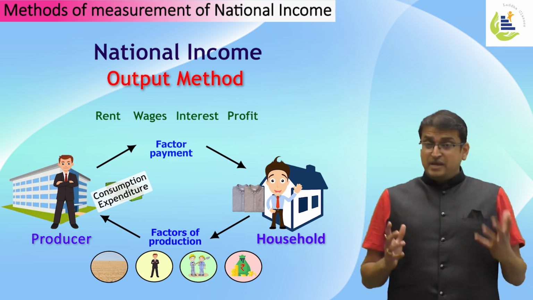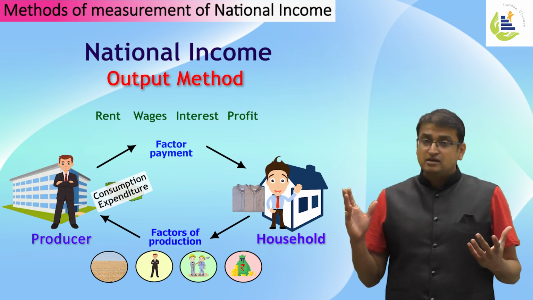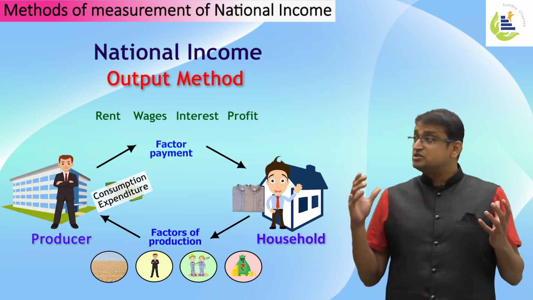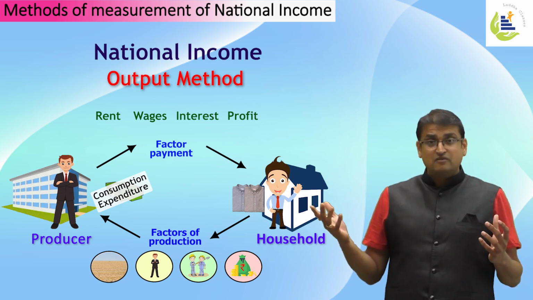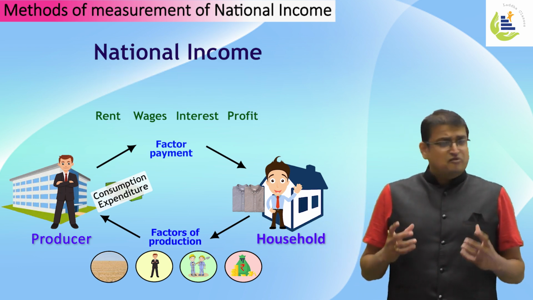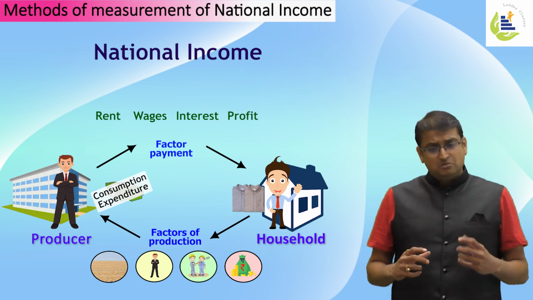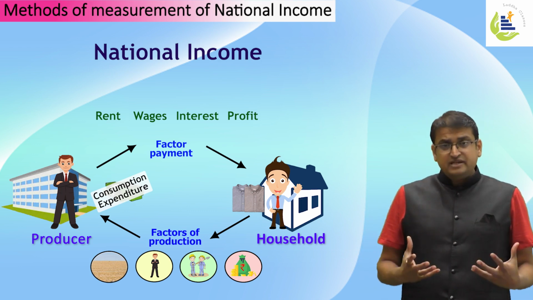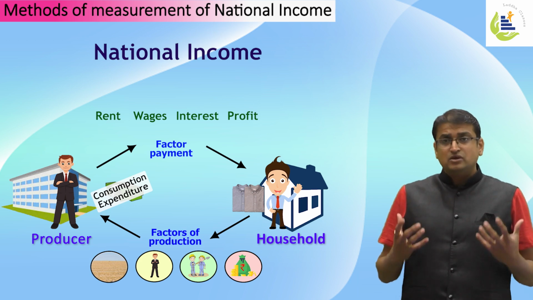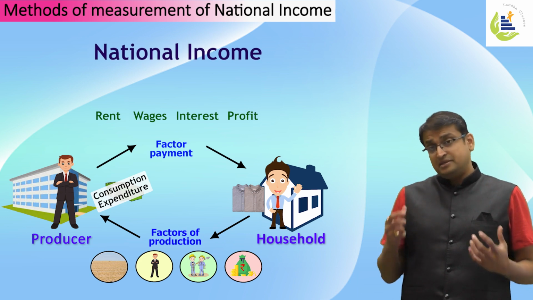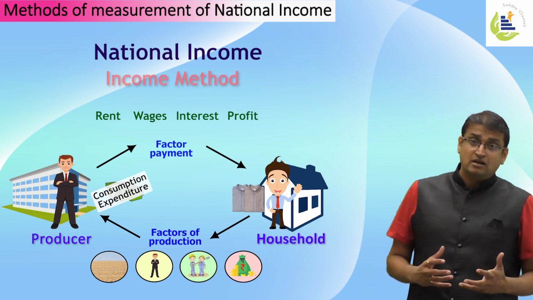So when the basis of calculation of national income will be the final value of all the goods and services produced, that method will be known as output method or inventory method. Similarly, we can calculate national income using income of individuals. So when we take this income of individuals or consumers as a reference to calculate national income, then that method is known as income method.